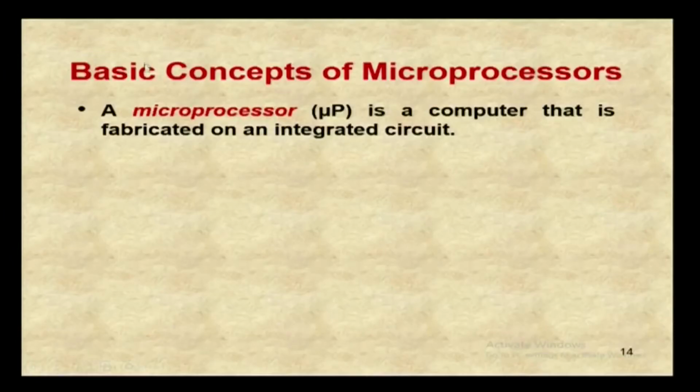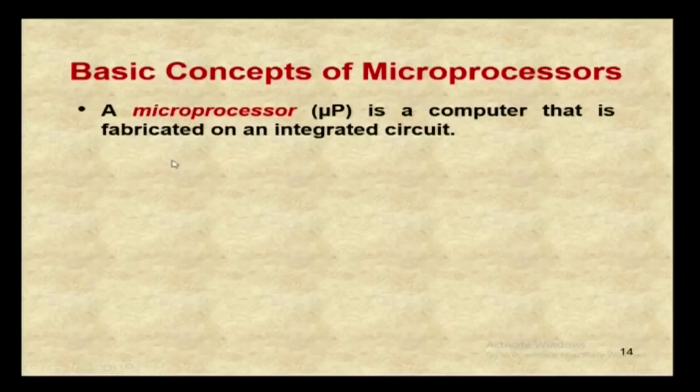A microprocessor is basically a computer fabricated on an integrated circuit. We saw computers fabricated using mechanical components, then vacuum tubes, then transistors, and then different integrated circuits. All these computers were very big and very expensive. As the technology advanced, they were able to make the computer on a single integrated circuit. So, the microprocessor was born.